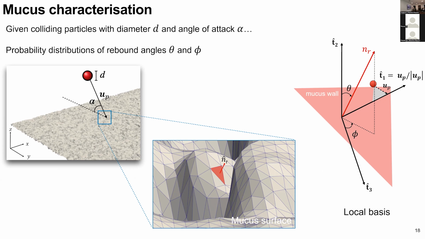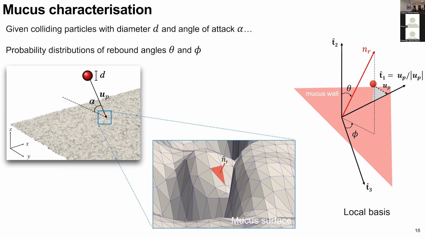Looking at this scenario, we have the red particle that's impacting against the surface, and it will intersect one of the elements of this surface. Let's consider this red element here with this normal. In this element we construct a local basis, and then we can define the angles theta and phi in spherical polar coordinates and obtain these rebound angles.